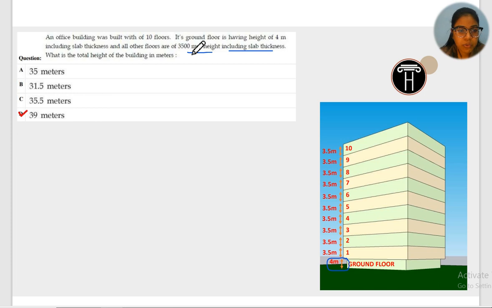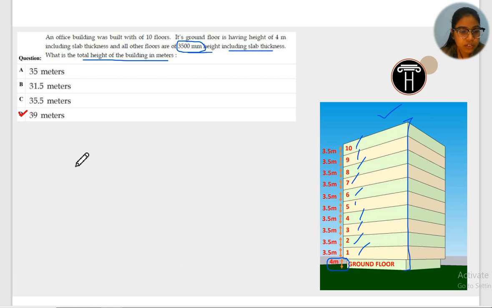Please check the unit in which the options are given, and the unit in which the numerical values in the question are mentioned. You need to merge it all. Overall, the question is asking what is the total height of the building in meters. As you can see in the figure, this is a 10 floor building. So the total number of floors is 1, 2, 3, 4, 5, 6, 7, 8, 9, and 10. This is your 10th floor and this is your ground floor. You have to calculate the total height of this building.